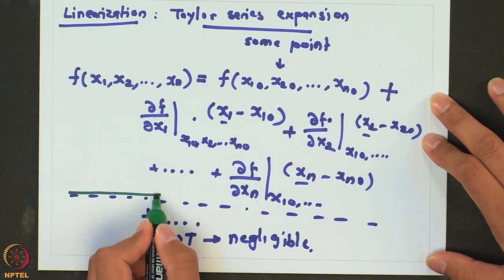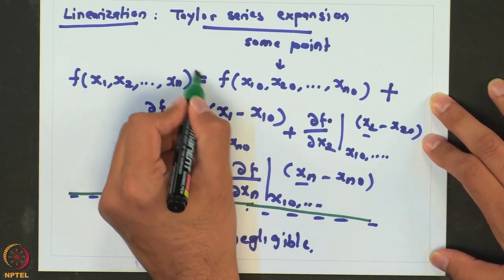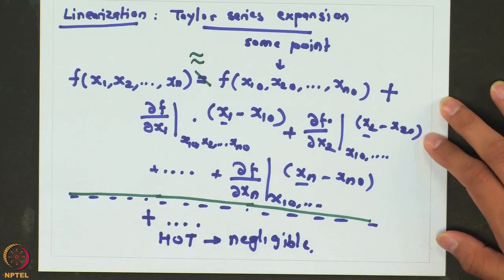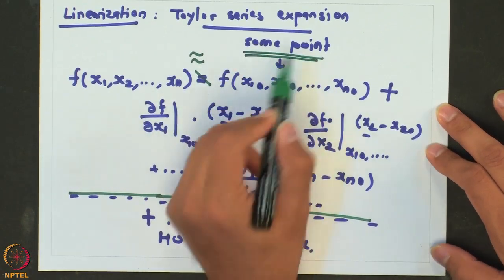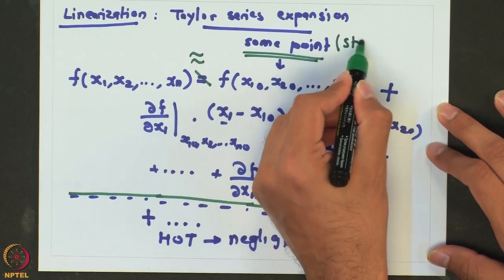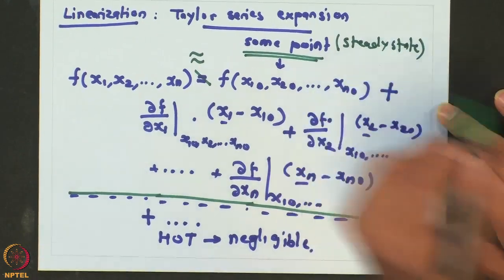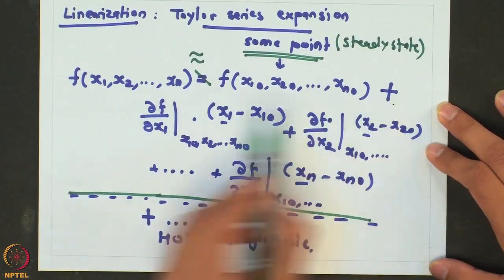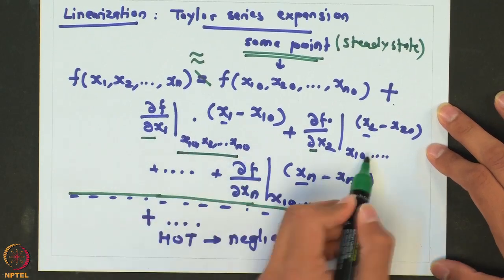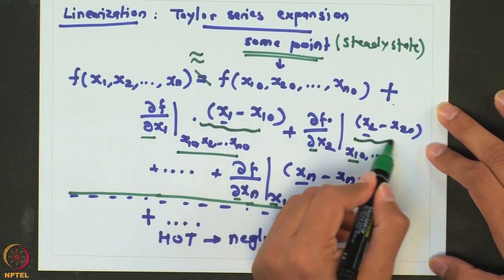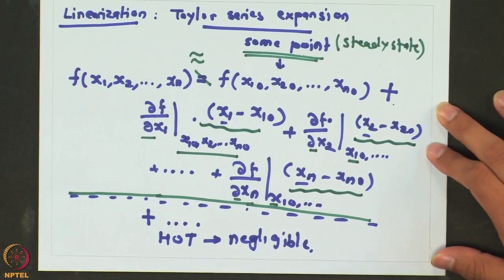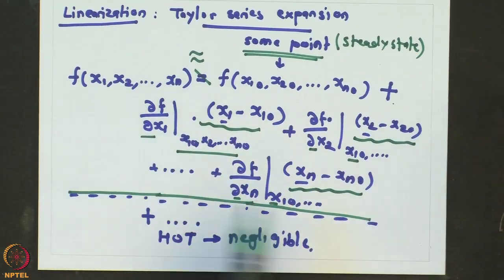So if you consider only up to this term, then we replace the equality by an approximate sign. What we will be doing is approximating any nonlinear function as the function value at some point, which in our case would typically be a steady state, and we will see the advantage of doing that, plus first order derivatives evaluated at the steady state times the deviations from the steady state. So automatically we have gotten all the deviation variables when we linearize a system. Let us now try this Taylor series expansion based linearization for our example.